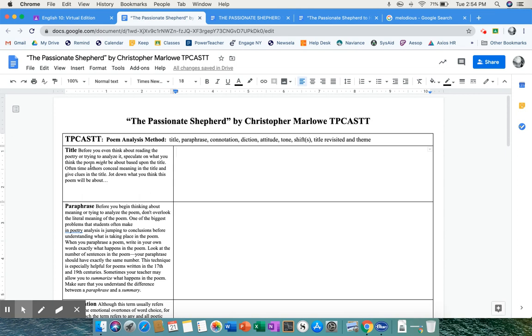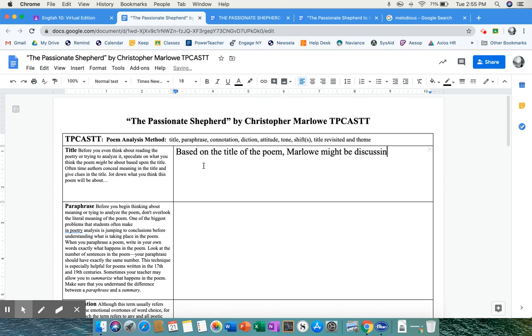So if you look at title, it's pretty straightforward. Title is, before you read the poem, think about what do you think it means, or what do you think the poem's about based on the title. So you just say something like, based on the title, Marlowe might be discussing blah, blah, blah, whatever it is you think he might be discussing.